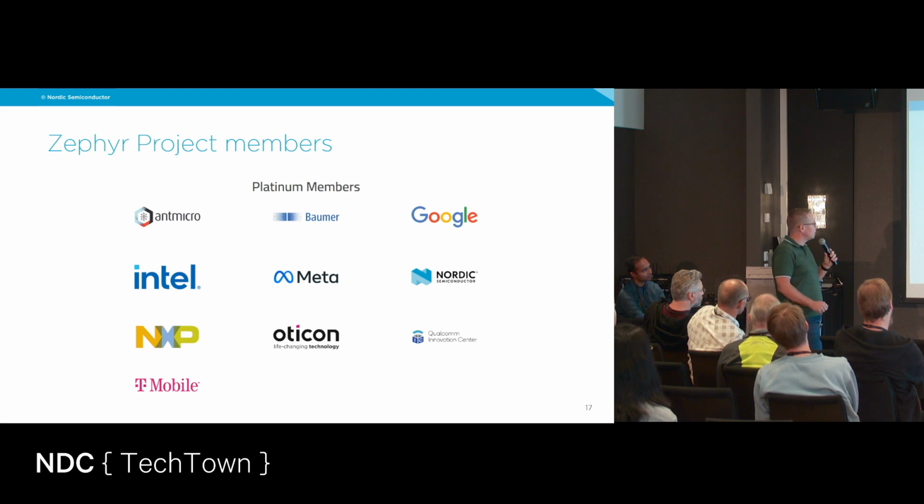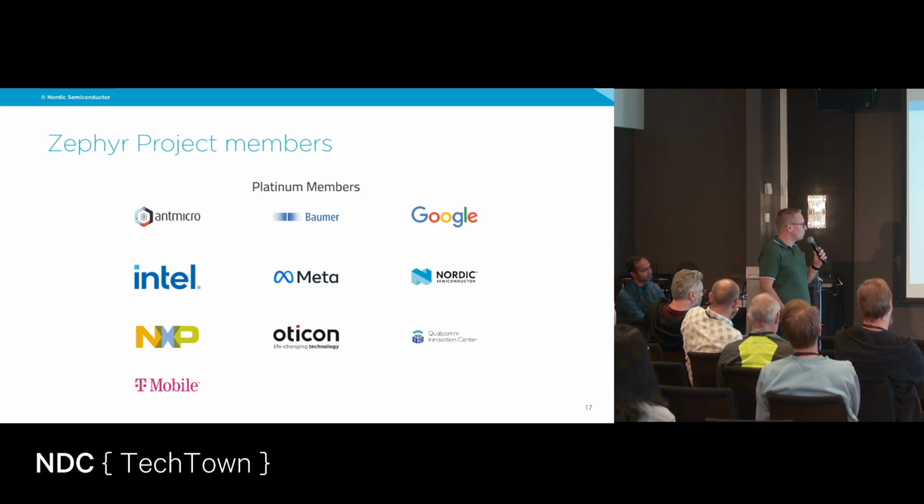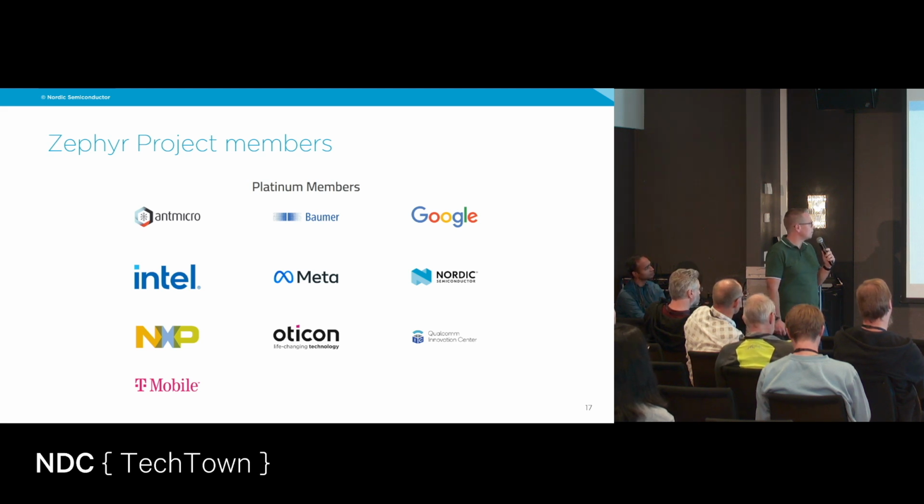Just a bit of history: Intel, NXP and Nordic have been the 3 platinum members for a long time. I think also known is Oticon. I think they're number 4, but that's a Danish company that develops hearing aids and is very quality focused. They've been in from quite early and are investing heavily in this. Google and Meta came on board about the same time, and Micro is a service company. Qualcomm Innovation Center, I think that's a subsidiary of the big Qualcomm, but it's interesting to see them there. And now we have T-Mobile, we have mobile operators in there.